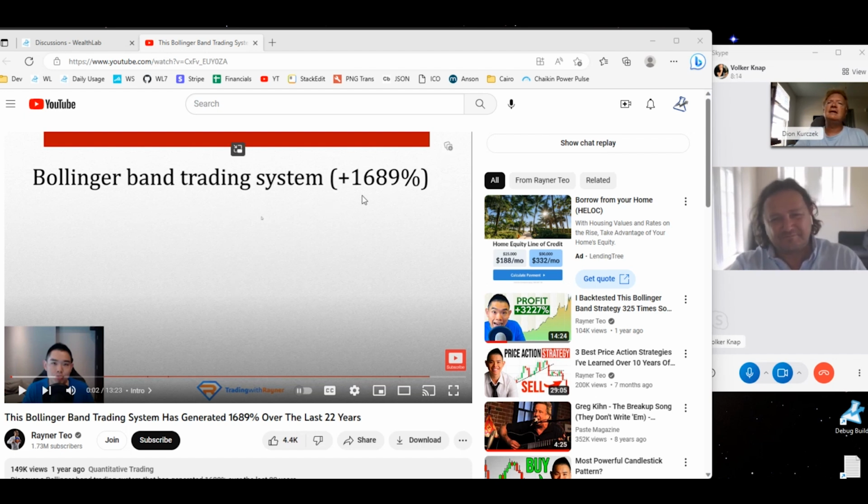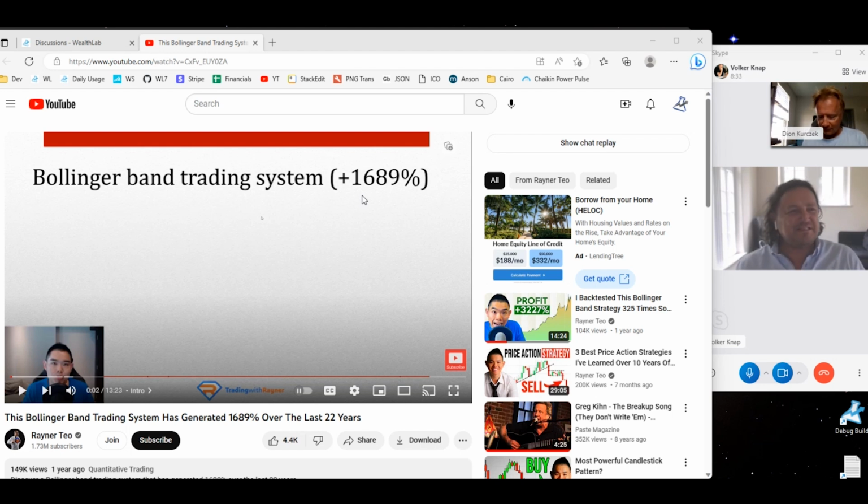Plus 1,689% over the last 22 years. Let's see if we can duplicate this system in Wealth Lab and back test it. Wealth Lab is all about testing out ideas, right?